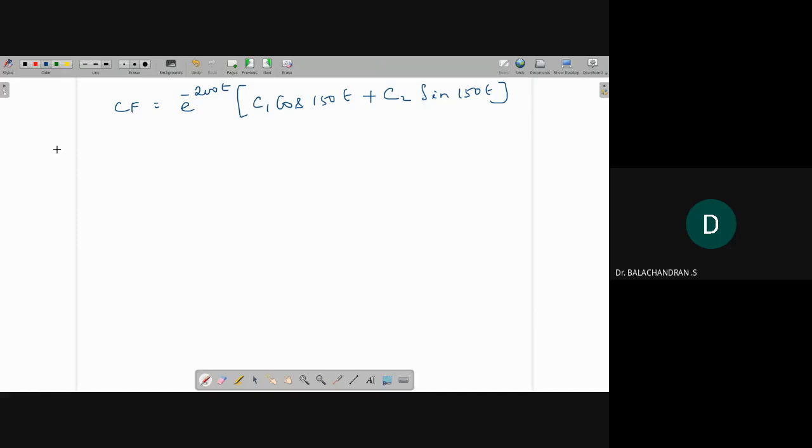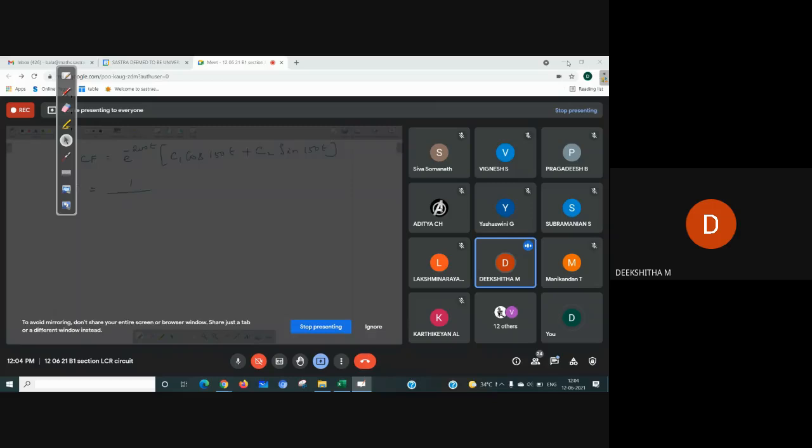Particular integral. What is the particular integral? Anybody got the particular integral? 1 by 250 into sine 250 t. Yes, correct, Dikshita.